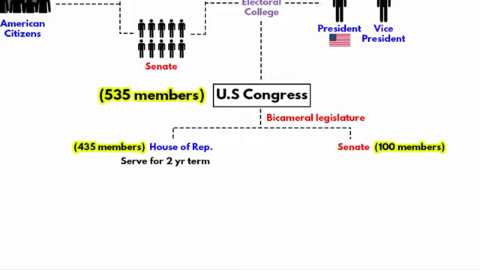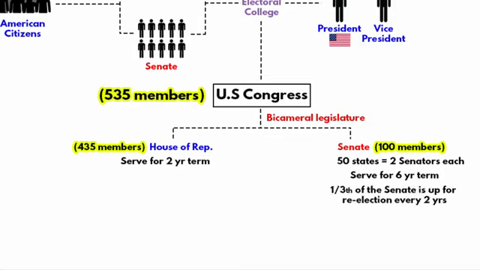Each state, regardless of population or size, has 2 senators. Currently, there are 100 senators representing the 50 states. Each senator is elected at large in their state for a 6-year term. The elections to the Senate are conducted every 2 years so that only about 1/3 of the Senate is up for re-election during any election. Senators are also chosen by the governor. If a senator resigns or dies, the governor typically appoints the replacement until a special election can be held, although it varies from state to state.